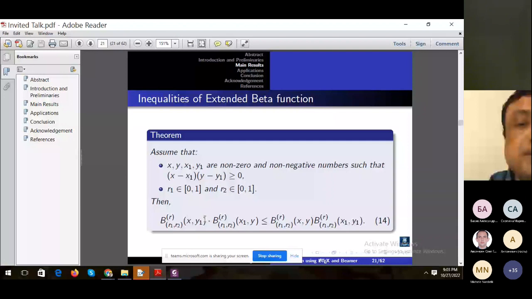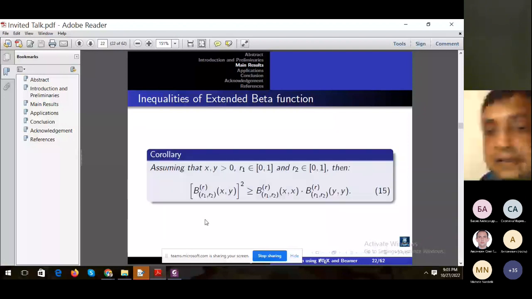This is the corollary in which we are assuming that x, y are greater than 0 and r1, r2 belong to [0, 1]. Then the extended beta function of (x, y) whole square is greater than or equal to the extended beta function of (x, x) times the extended beta function of (y, y). So it is another beautiful result.